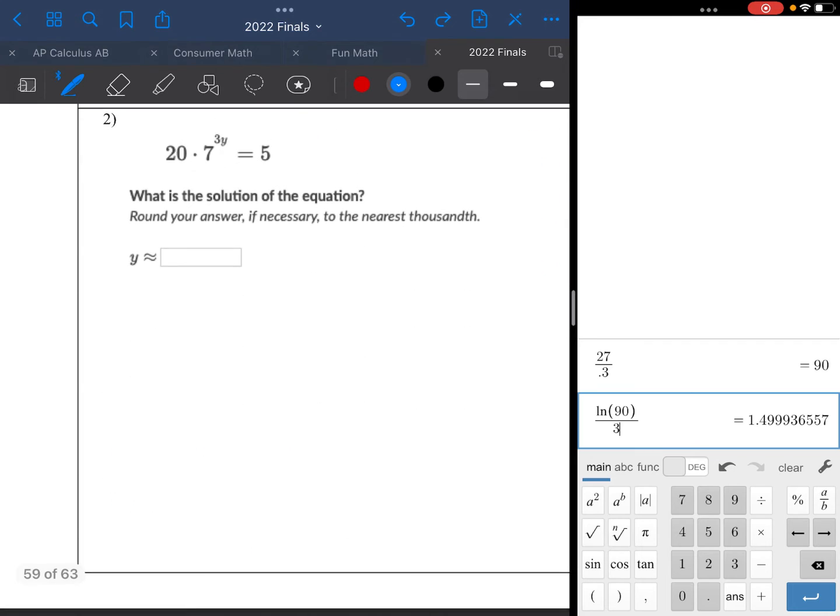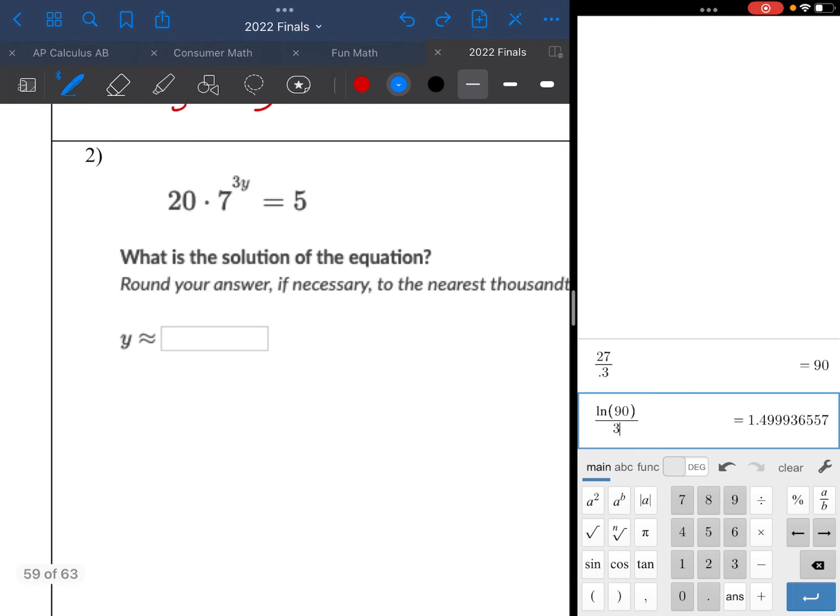Let's try the next one, number 2. Same thing as before, using reverse PEMDAS. I need to get rid of that 20 first, so I'm going to divide both sides by 20, but let me rewrite the problem. I have 20 times 7 to the power of 3y is equal to 5. And I'm going to first divide both sides by 20.